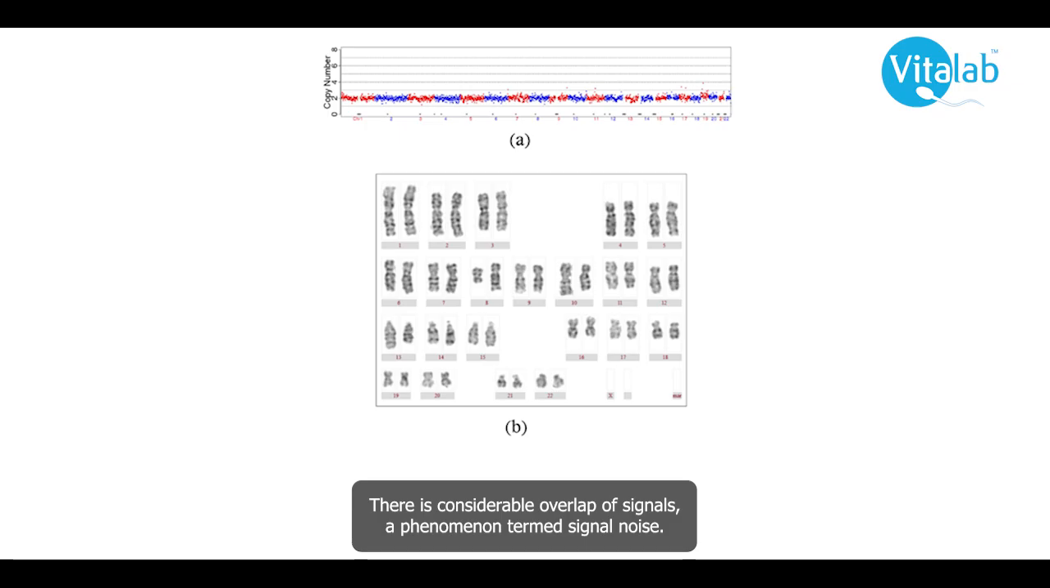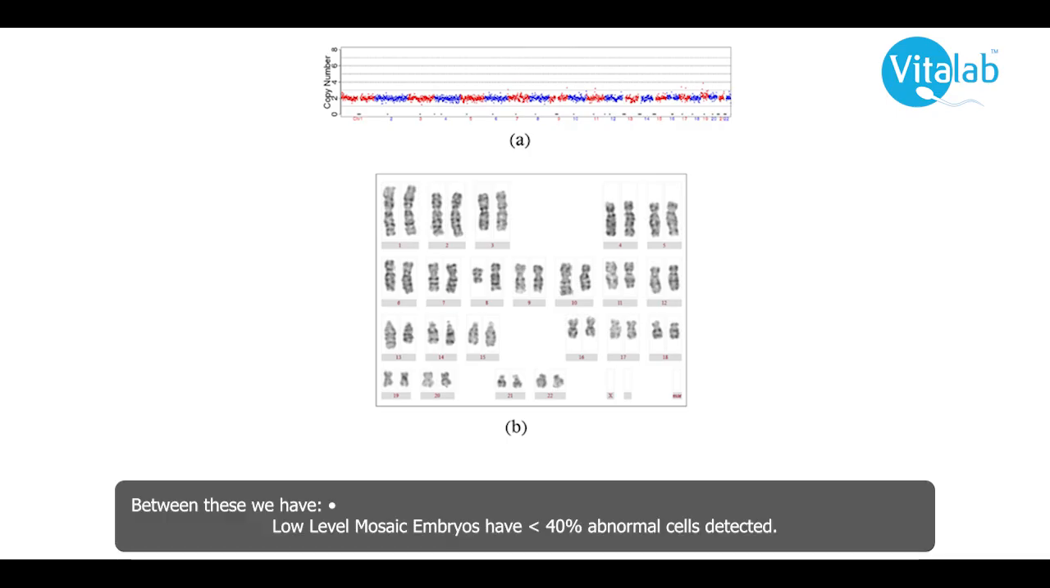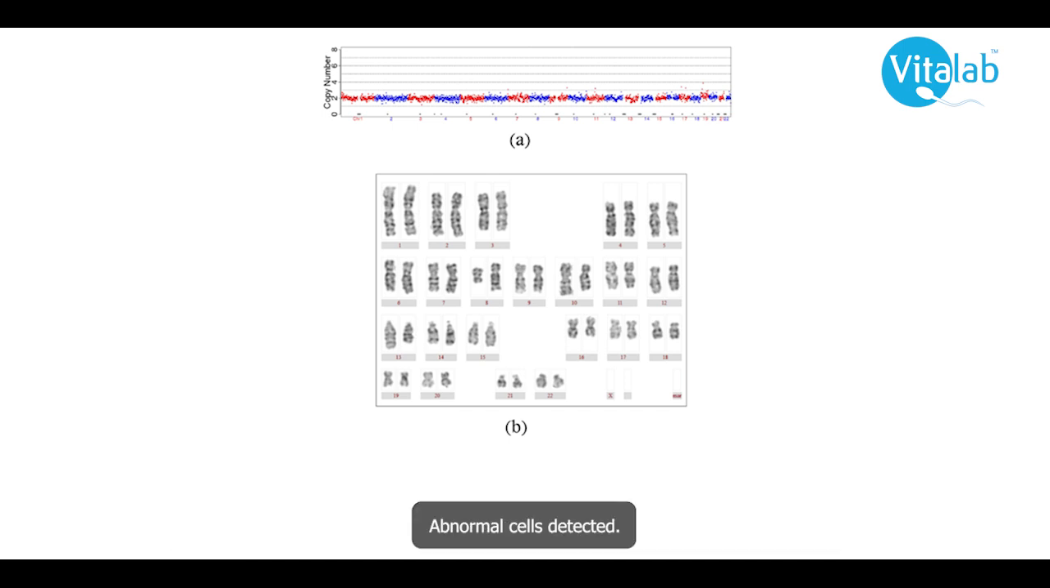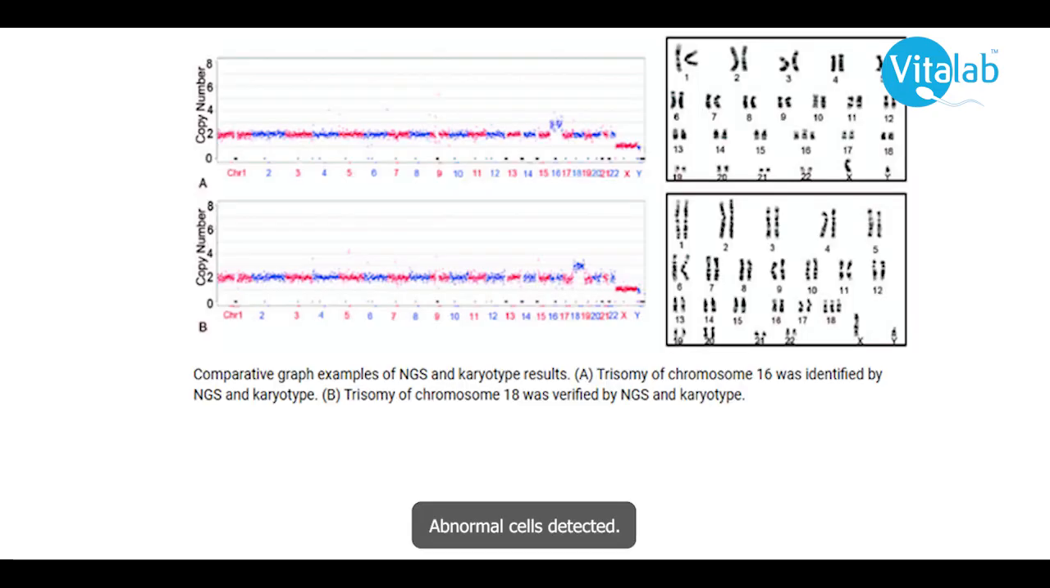There is considerable overlap of signals, a phenomenon termed signal noise. Cutoff values for embryo allocation must consider this analytical noise. Euploid embryos: less than 20% abnormal cells detected. Aneuploid embryos: greater than 80% abnormal cells detected. Between these, low-level mosaic embryos have less than 40% abnormal cells detected. High-level mosaic embryos have greater than 40% abnormal cells detected.